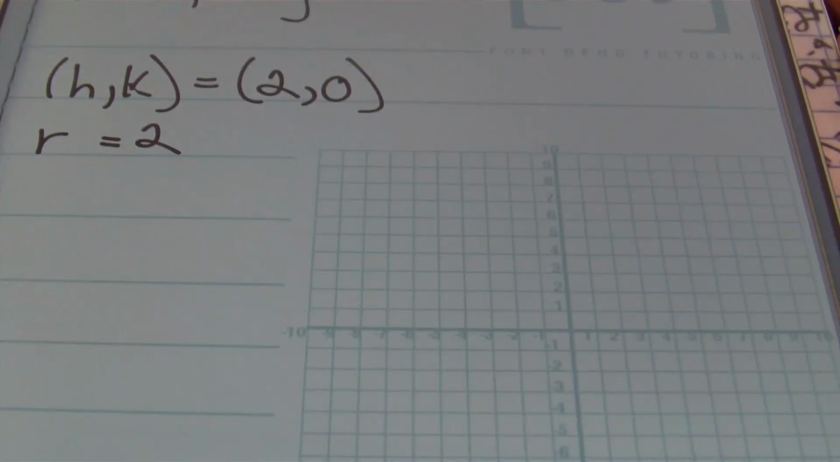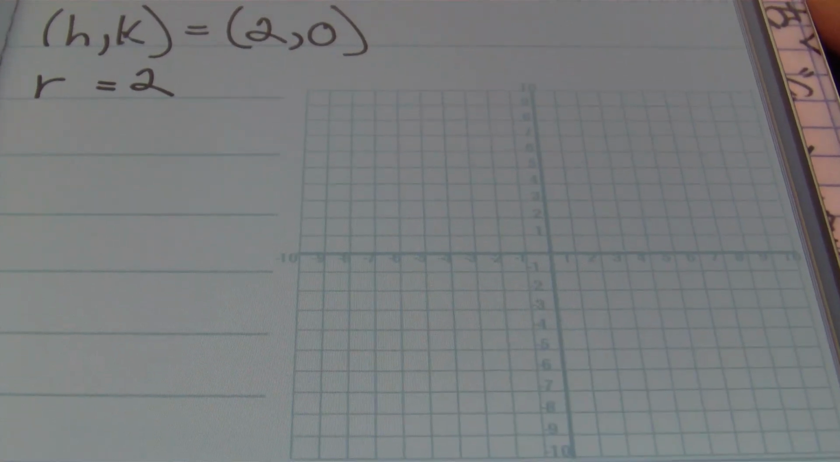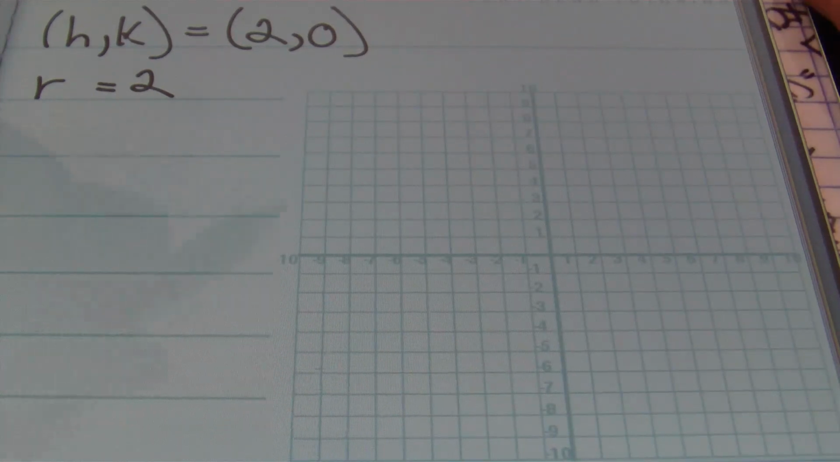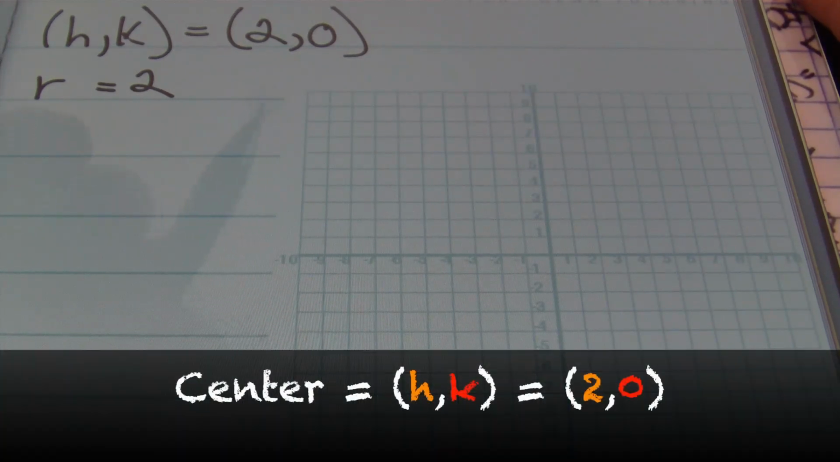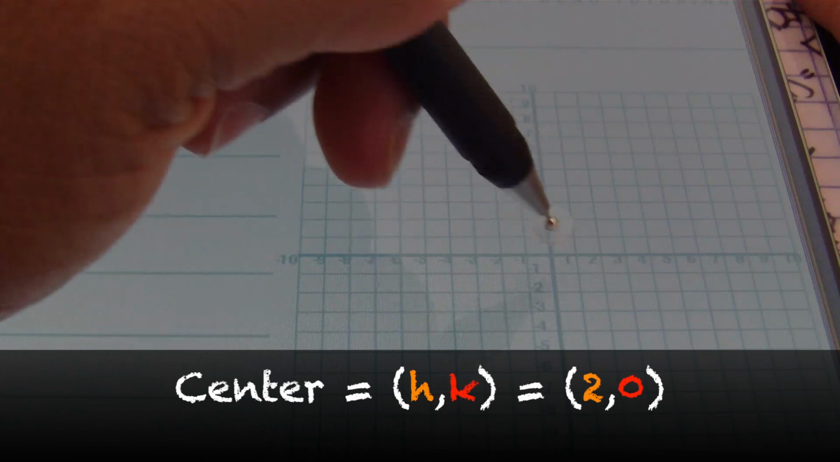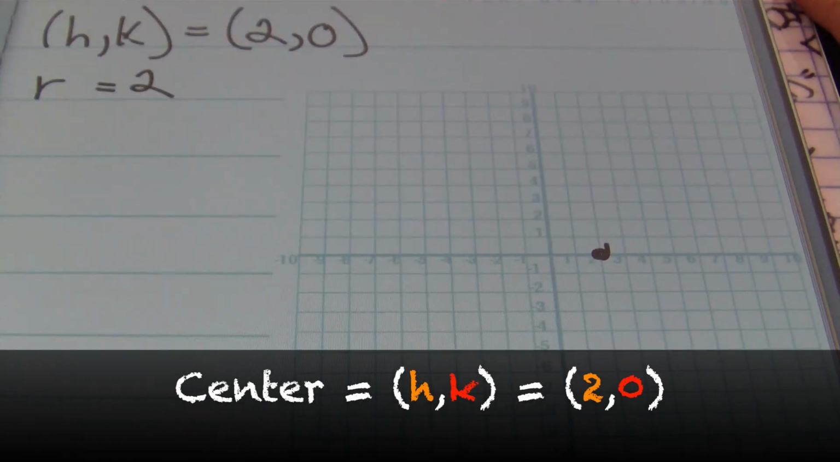Okay, so let's get our graph up here. All right, there we go. Put it in view. You're going to have a point. Your center is going to be at 2, 0. So let's go 2 places from the right of the origin, and then we have our point at 2, 0.